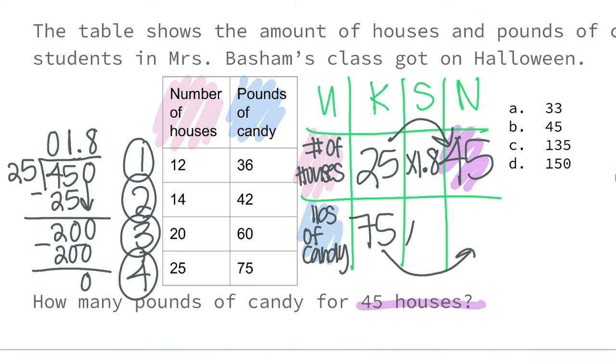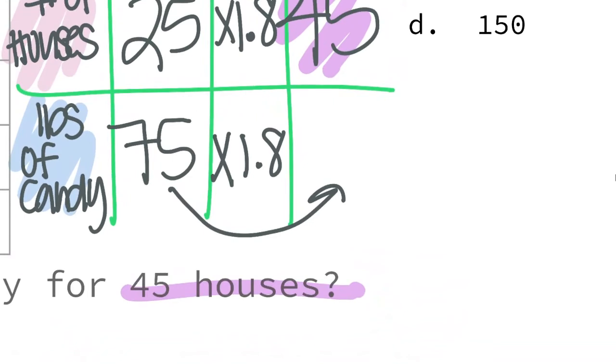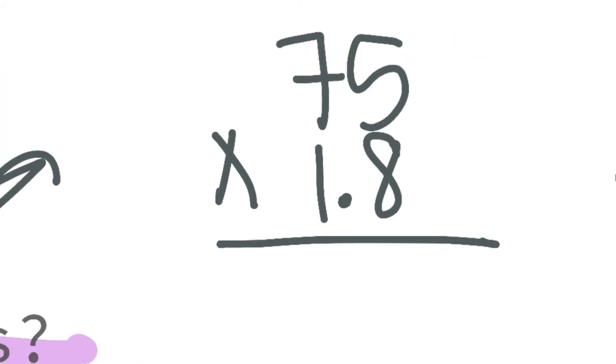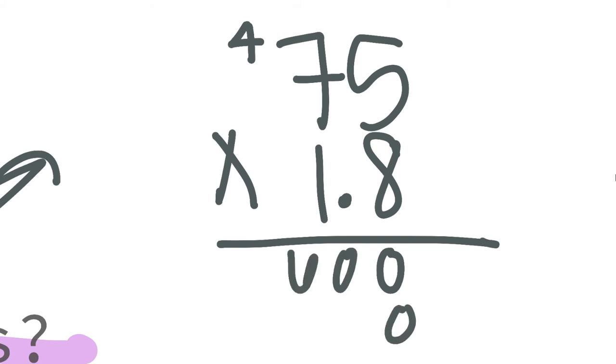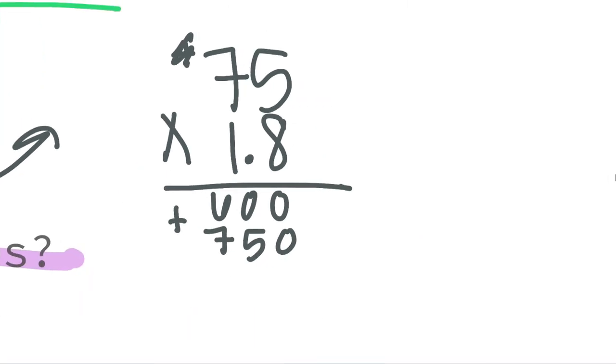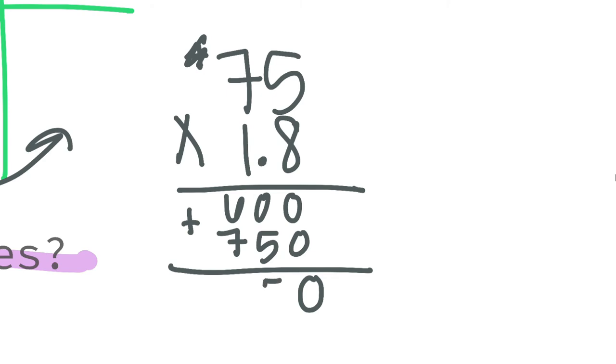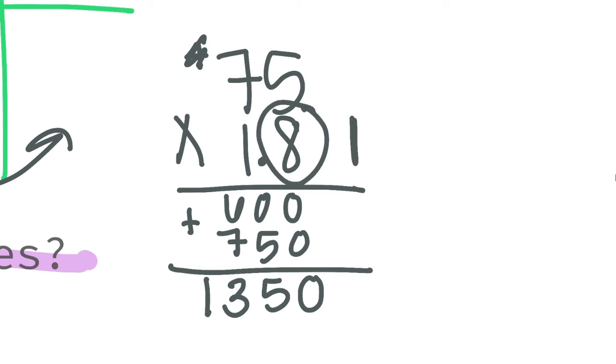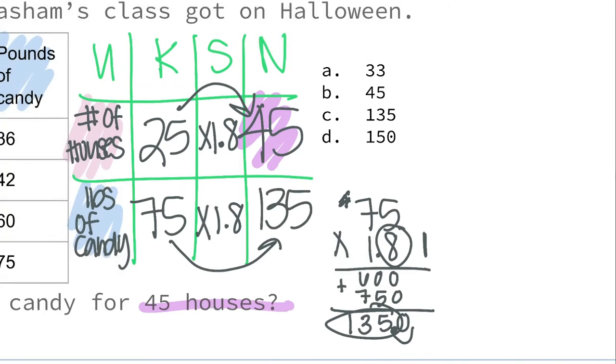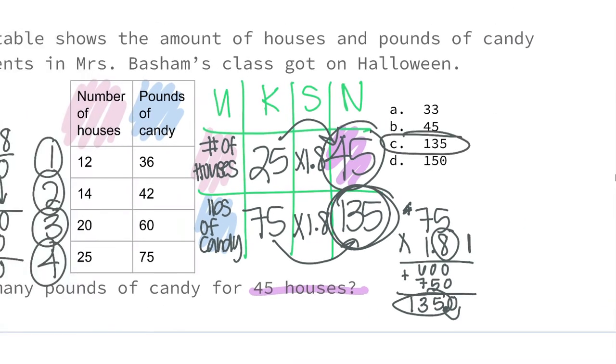Whatever I do on top, gotta do on bottom. So I'm gonna multiply 75 times 1.8. Okay, 8 times 5 is 40, 7 times 8 is 56, plus 4 is 60, add a 0, 1 times 5 is 5, 1 times 7 is 7. Then we're going to add it up. 0 plus 0 is 0, 0 plus 5 is 5, 6 plus 7 is 13. I got to count my kids in my car. I got 1 kid, so I just need to move the decimal over 1 time. So it should be 135. So if I have 45 houses, I've got 135 pounds of candy. So answer choice C. That was really ugly.